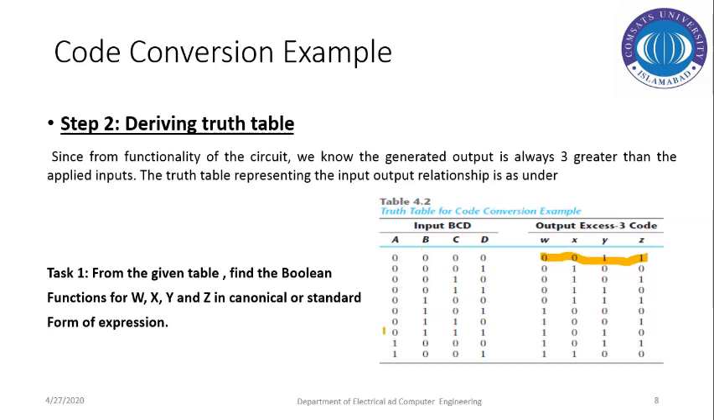Similarly, for the combination 1001, that is basically the BCD code for the digit 9. So the output code should be 3 greater than the input. If you look at the table, that is W equals 1, X equals 1, Y equals 0, Z equals 0, which is basically the binary code for 12. So the output is always 3 greater than the input.